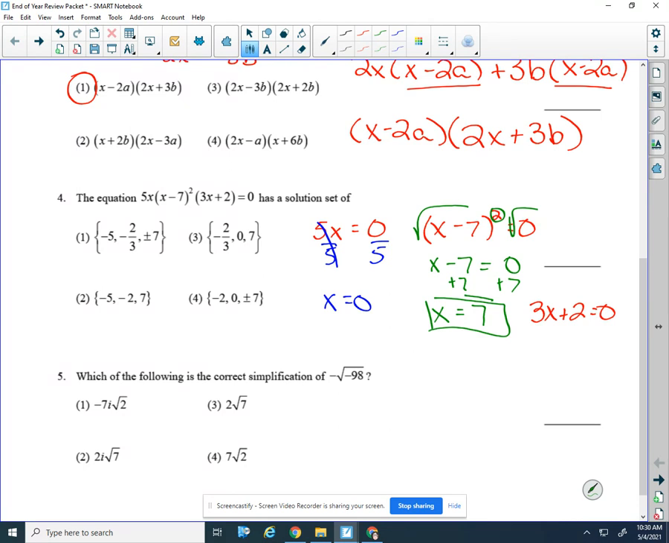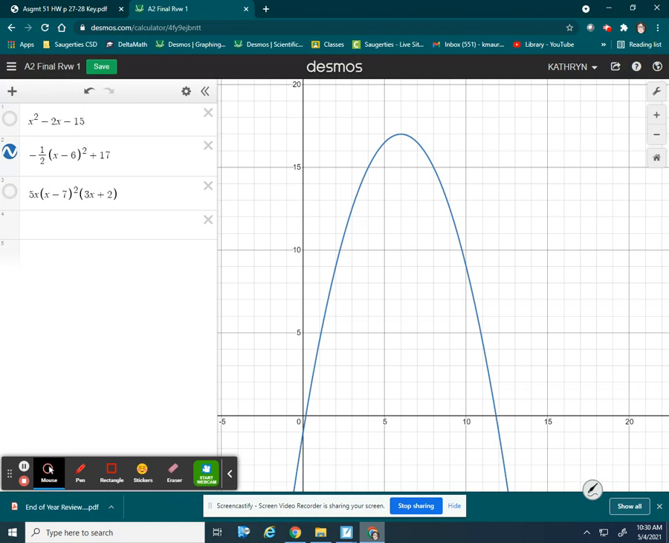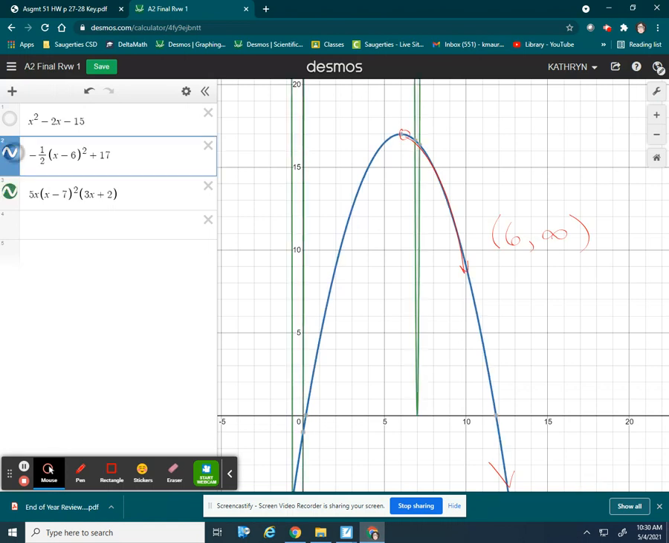And then the last one, I'm going to subtract 2 from both sides. I get 3x equals negative 2, divided by 3. So x equals negative 2/3. So my answer is number 3. This one you could graph on Desmos and look and see where it crosses the x-axis. That's where the zeros are.